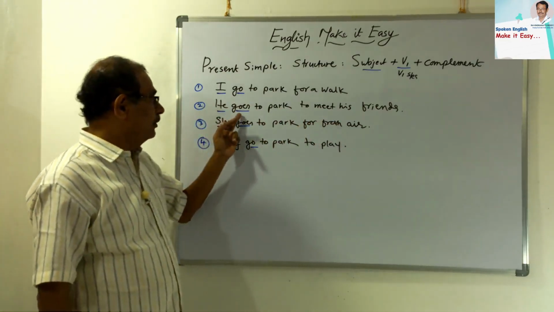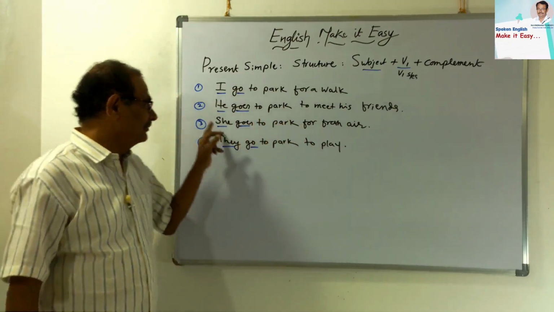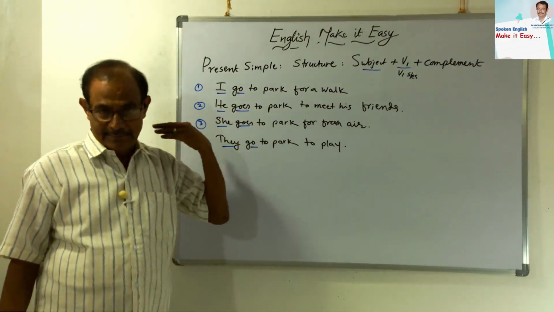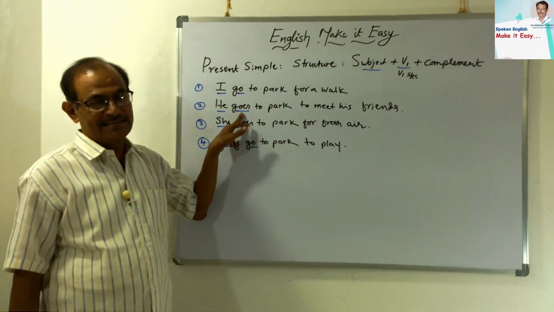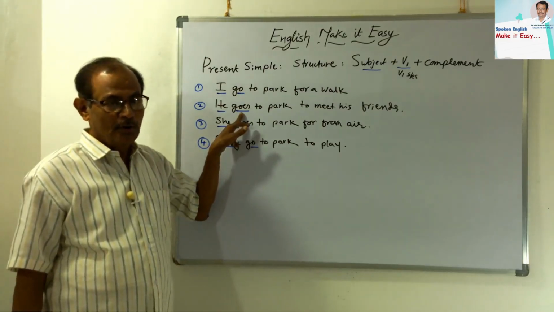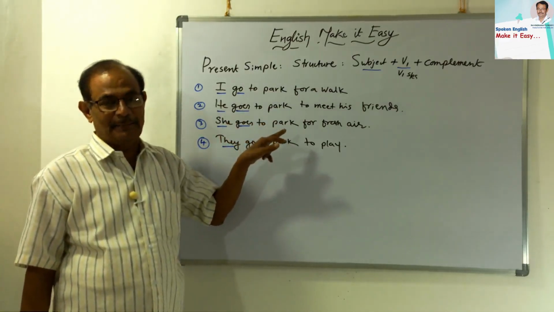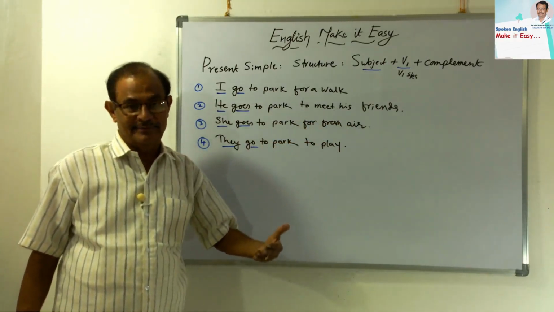Then, he goes to park to meet his friends. See here, if you observe, he is the third person singular, and since it is singular, the verb in V1 form changes here. So it is not just go, it takes es, goes. He goes to park. Why does he go to park? To meet his friends.